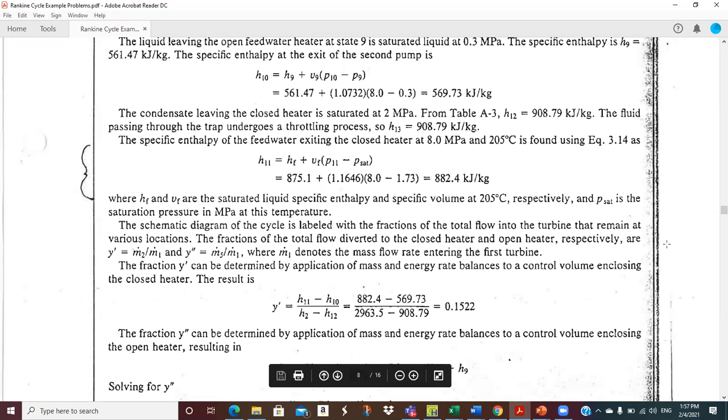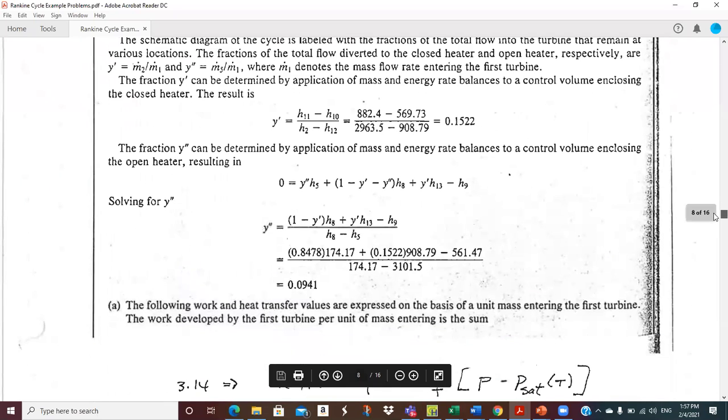So we got about 15.22% coming out at Y prime. And once you have that, then you can go, because Y prime appears in the energy balance for the second feed water heater. So that's why you don't want to do the low pressure heater first.